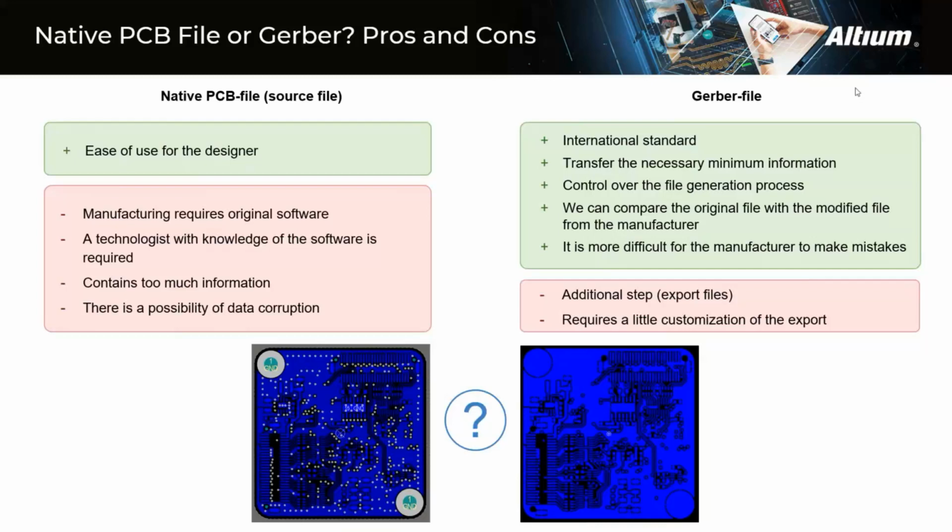And what are the pros and cons of the Gerber file? Gerber is an international standard. It transfers the necessary minimum information, with control over the file generation process. We can compare the original file with the modified file from the manufacturer. It is more difficult for the manufacturer to make a mistake if you share the Gerber, which, as the first point, is itself an international standard. And the cons of Gerber are that we have to share some information in the form of stub files, and it advises a little customization of the export depending upon your project. They are the pros and cons with respect to the PCB file and the Gerber.